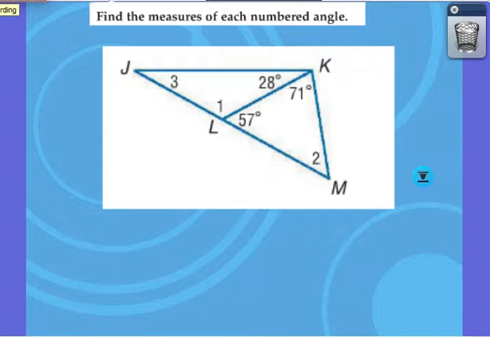Also, more old material that will be mixed in. Anytime you have a straight line, such as here, you'll have what's called a linear pair. Linear pairs are always supplementary, meaning that these 2 angles will always add up to 180. If you have a straight line, you'll always have a total of 180.